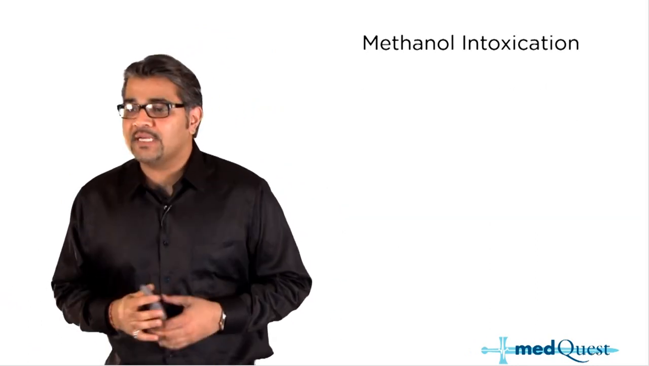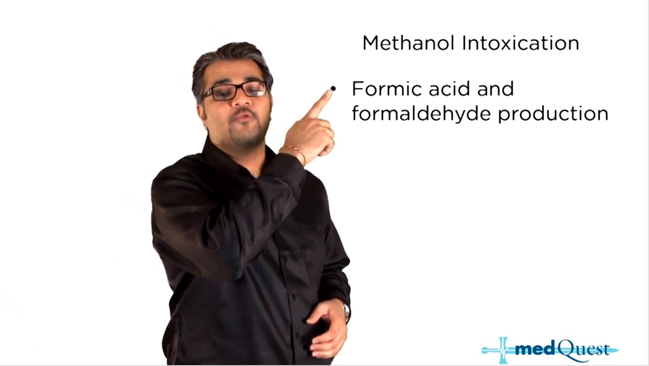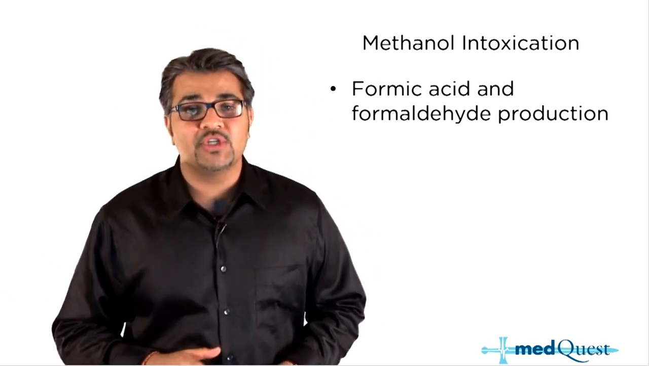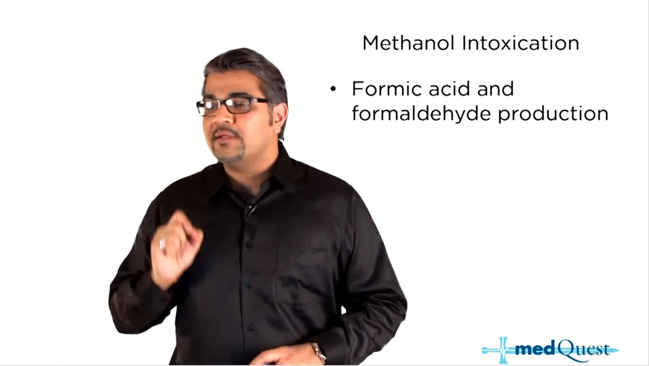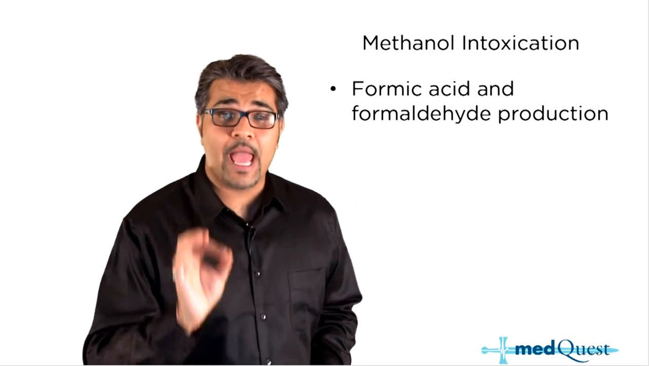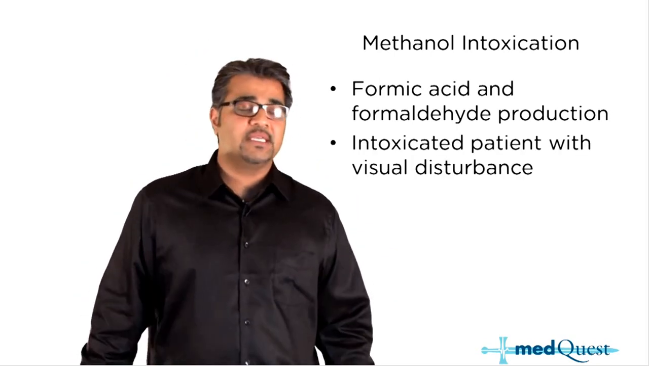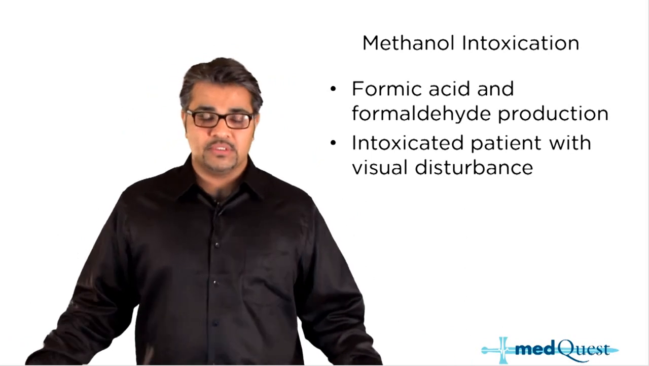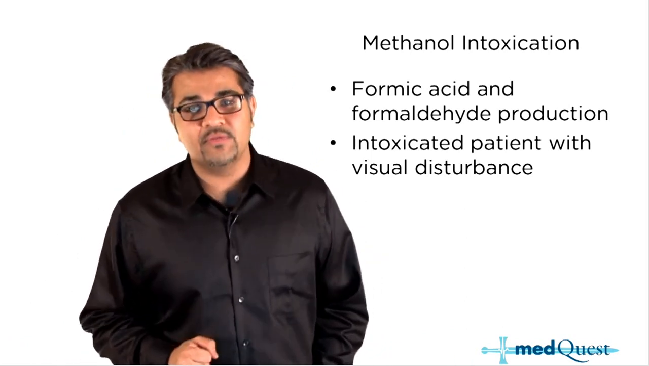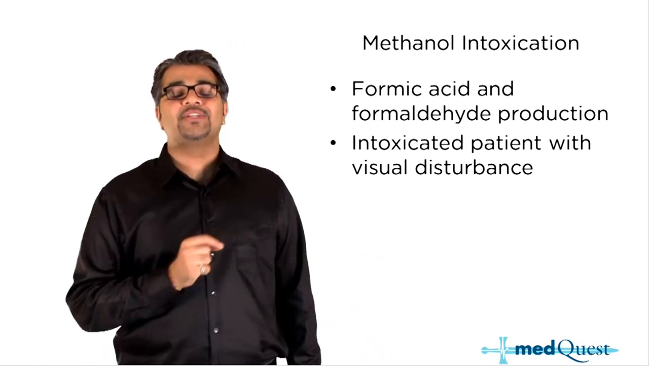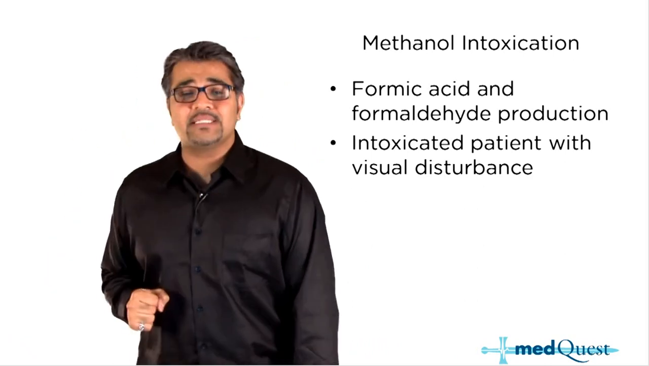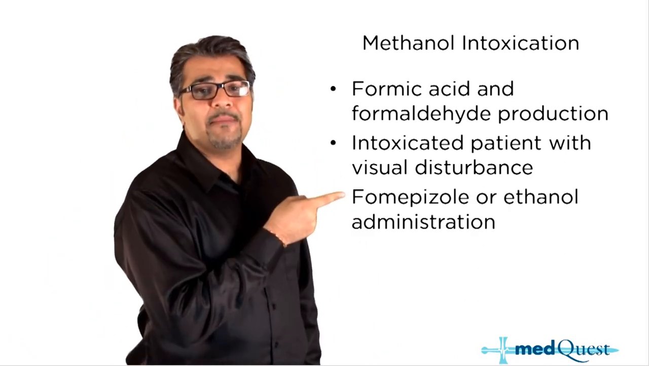Now, methanol intoxication leads to formic acid and formaldehyde production. And what happens? How is it going to present? An intoxicated guy with visual disturbance, because formic acid is actually toxic to the retina. What are you going to give him? You're going to give him fomepizole or ethanol.